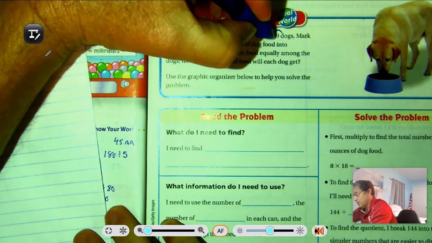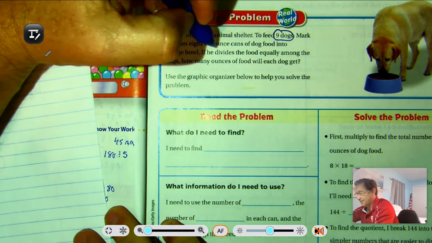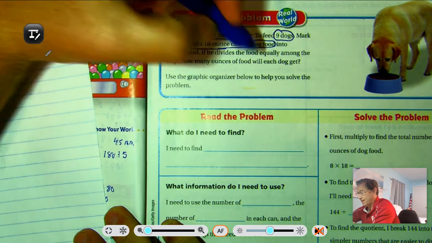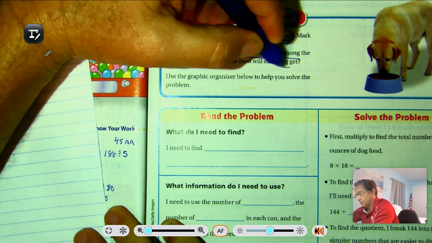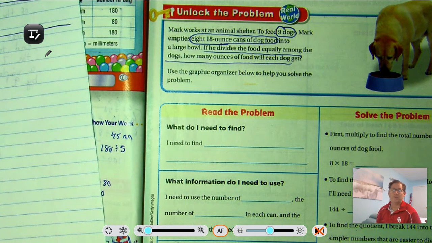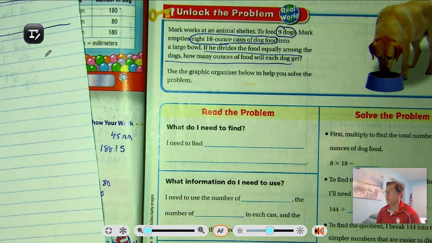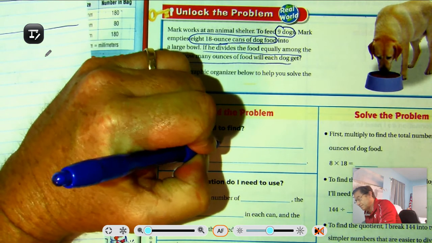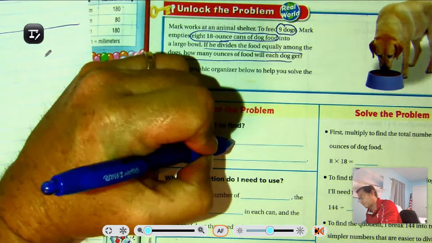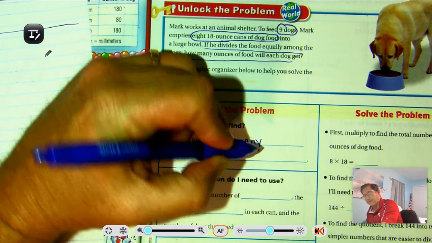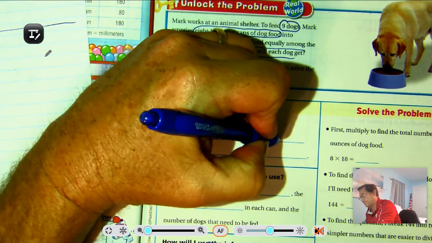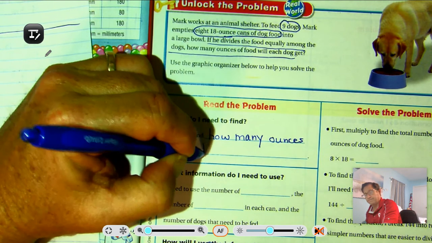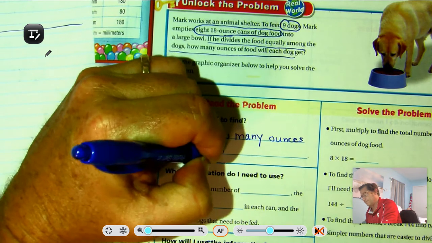So we know he needs to feed 9 dogs. He has 18-ounce cans of dog food. And he's going to divide the food equally among the dogs. So how many ounces of food will each dog get? What do I need to find? I need to find how many ounces of food each dog will get.